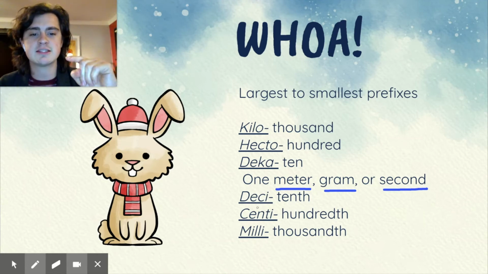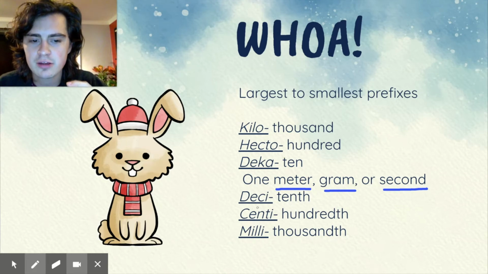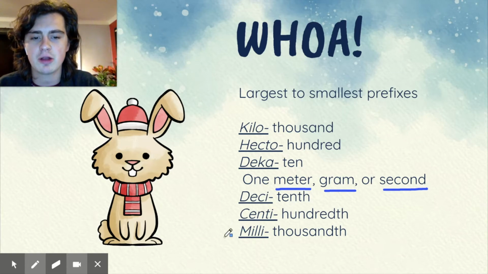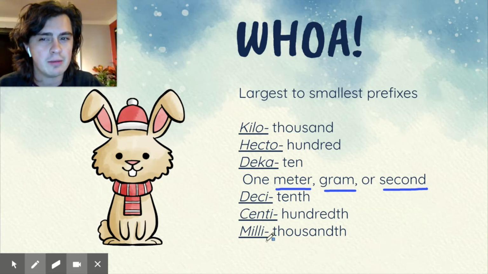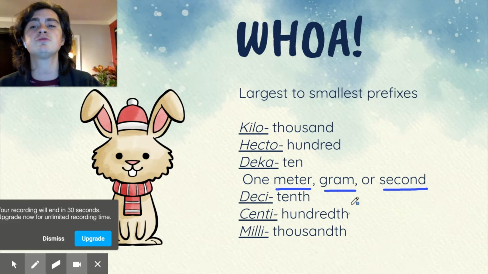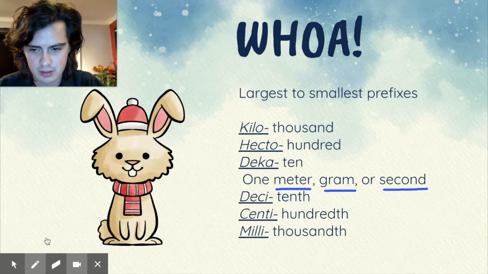And then we'll go down again to centi, which is 100th, even smaller than a tenth. And then a milli, which is 1,000th. So we went from largest to smallest. And I'm sure you've heard centimeter before. Centimeter, that means you've got 100th of a meter. Centigram, maybe. You've probably heard milligram. Milligram means you've got 1,000th of a gram.